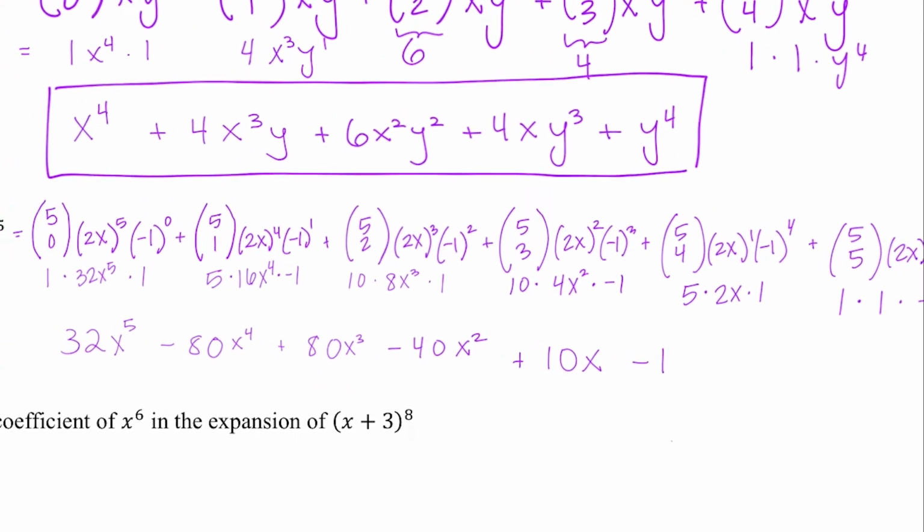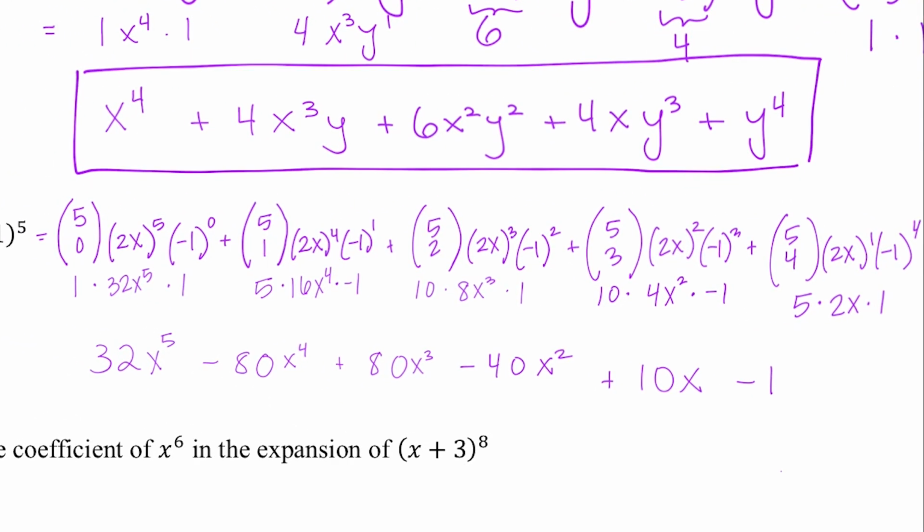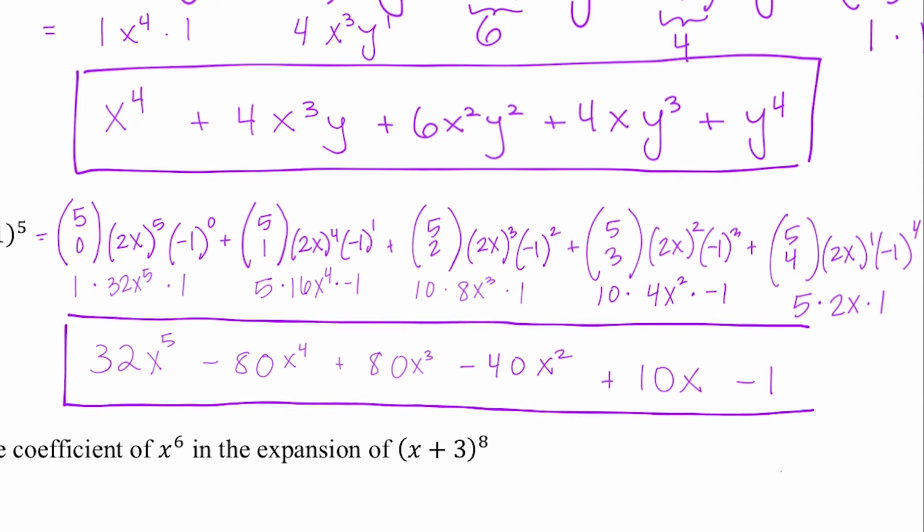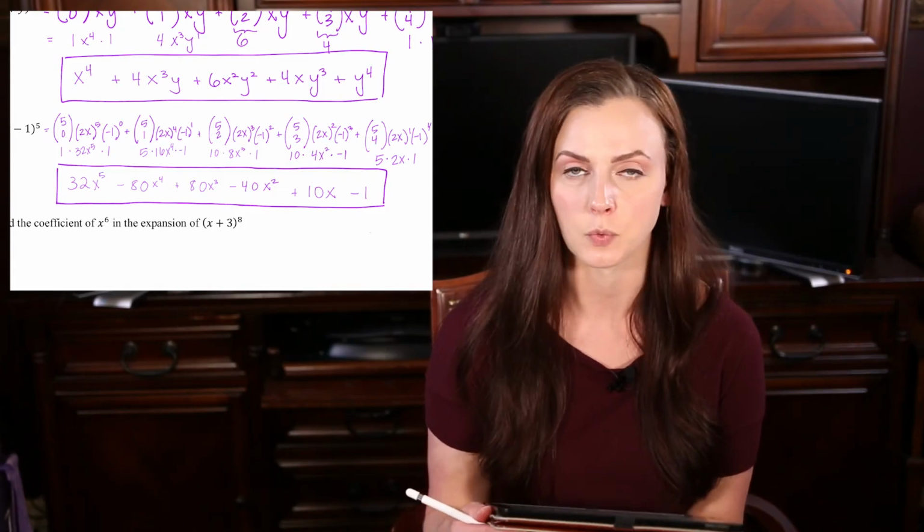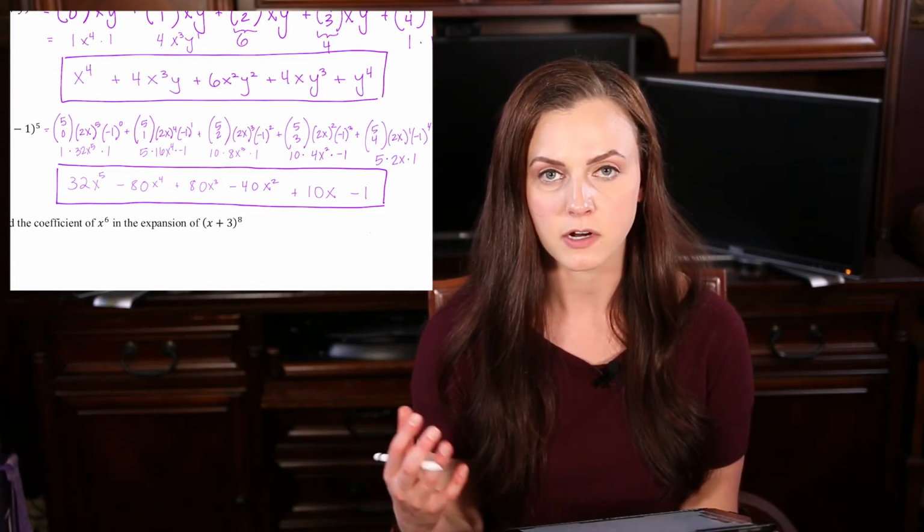So our expansion of 2x minus 1 to the fifth is 32x to the fifth minus 80x to the fourth plus 80x cubed minus 40x squared plus 10x minus 1. So that's how you use binomial theorem to expand.